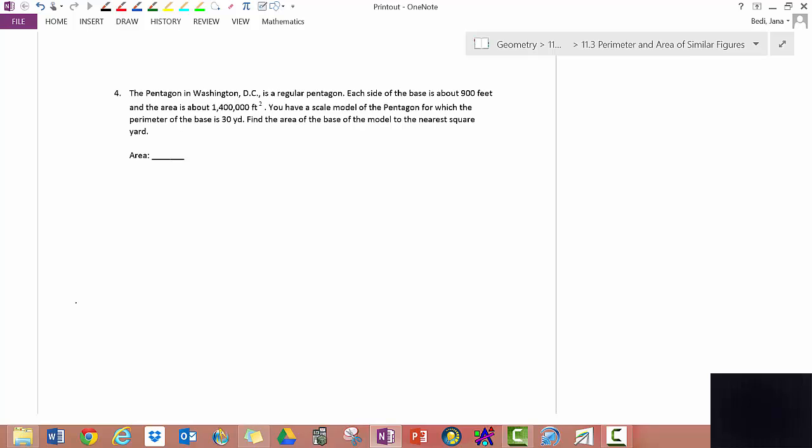Okay, let's look at number 4. The pentagon is a regular pentagon, means all 5 sides are congruent, all angles are congruent. Each side of the base is about 900 and the area is about that much. You have a scale model of the pentagon for which the perimeter of the base is 30 yards. Find the area of the base of the model.